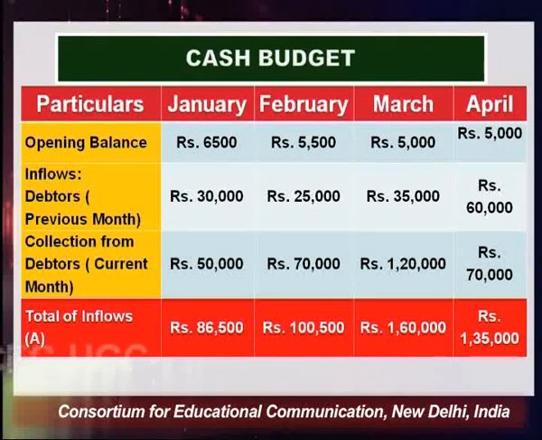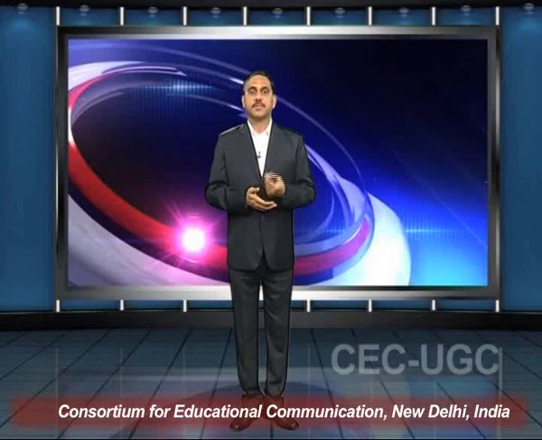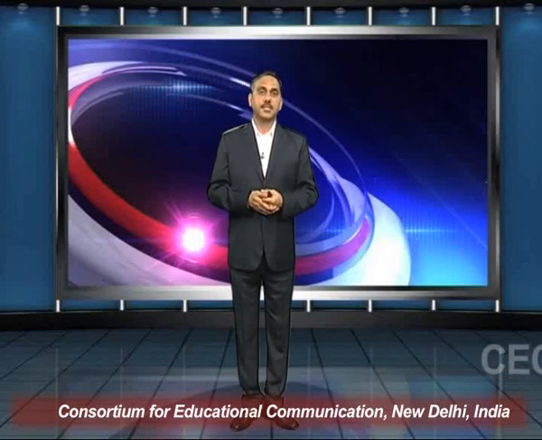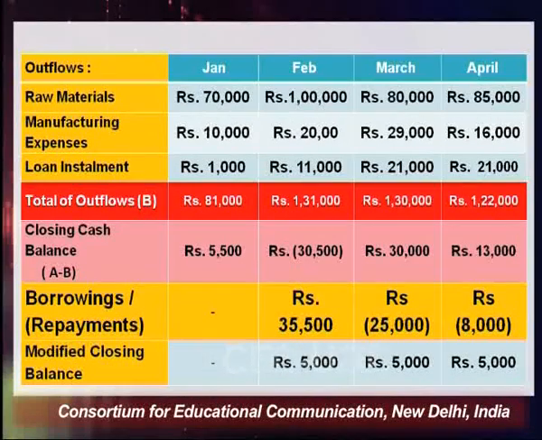And in this way we have to aggregate the collections for every month, and find out the total of inflows. Once we aggregate, the total of inflow is known to us. After this, the next step is to take all the outflow items. The first item in this category was raw material, rupees 70,000 given for January, manufacturing expenses 10,000 given for January, loan installment of 1,000 rupees given for January. When we aggregate them, it becomes rupees 81,000.